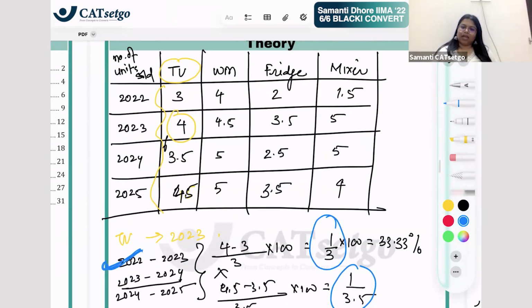So a lot of fractional comparison will come into picture when you're calculating for DI, but it's more about interpreting the data properly. Same for washing machine, same for refrigerator, year on year. They can ask you about the total also, so you'll be expected to add this up. They might ask you for TV and fridge together also, so you'll just add TV and fridge for each year and answer accordingly. Depending upon what kind of data is asked, you will have to read the table and fetch information.